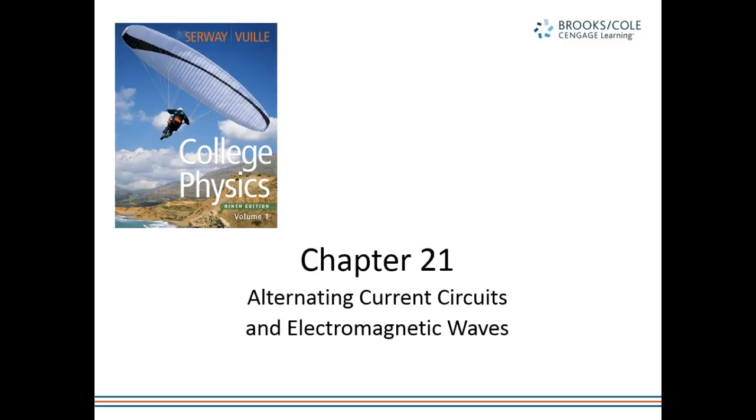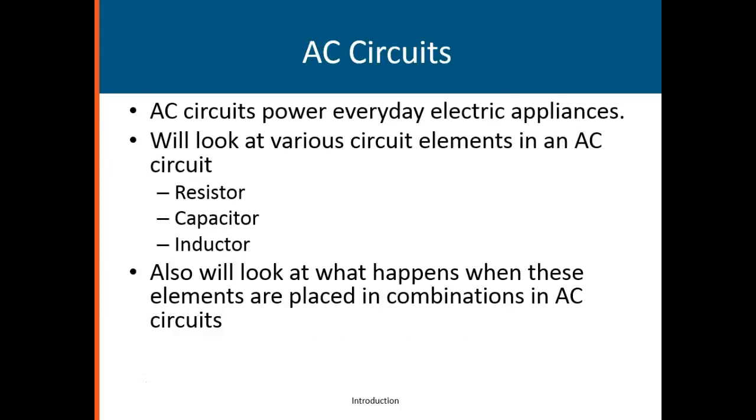And now we'll pick up on topic 21, alternating current circuits and electromagnetic waves. Okay? AC circuits. Alternating circuits power everyday electrical appliances. This projector is alternating current. Everything that comes out of the wall is alternating, except if it goes through a box like that, that converts it to DC because the computer runs on DC. But this runs on AC. The lights are AC. Just about everything you plug into the wall is AC, unless it has a box that converts it, like your cell phone chargers and things like that, they convert to DC.